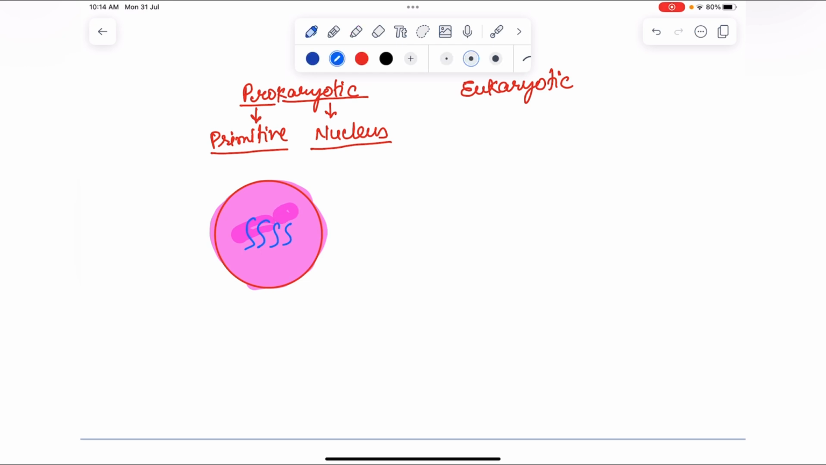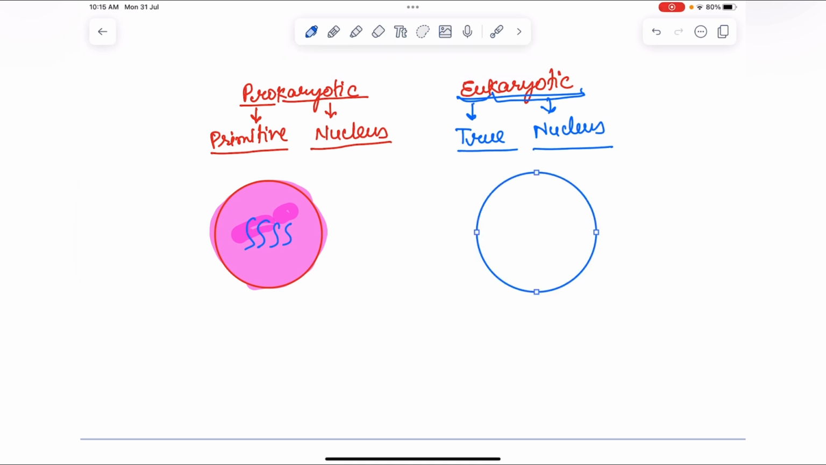Next is eukaryotic. Eu means true, karyos means nucleus. True nucleus means the nucleus is present with a nuclear membrane, and a proper nucleus is developed in this cell, that is why it is called true nucleus. A proper nuclear membrane will be present, and all genetic material is enclosed inside the nuclear membrane, that is why it is called a eukaryotic cell.